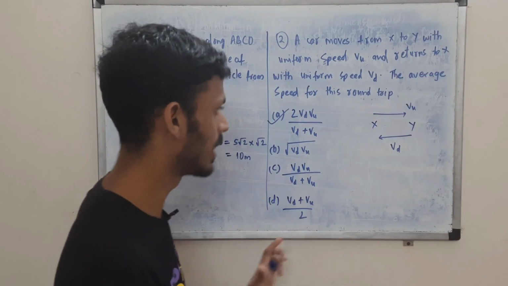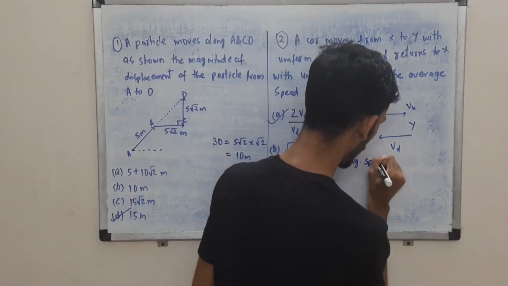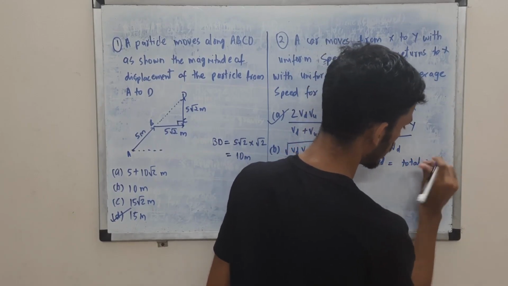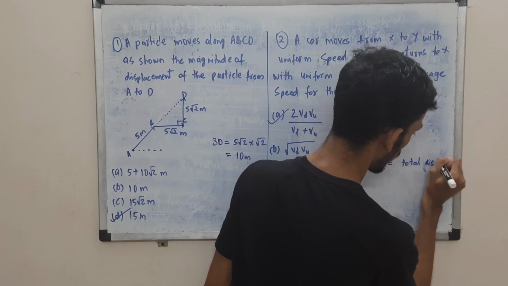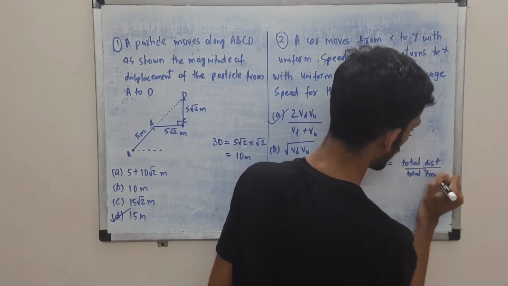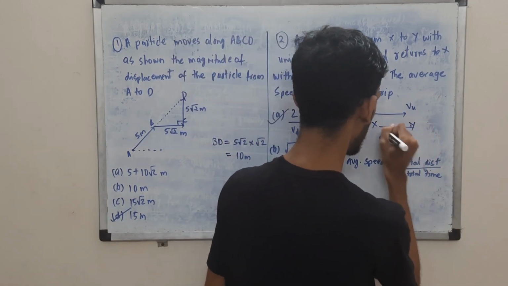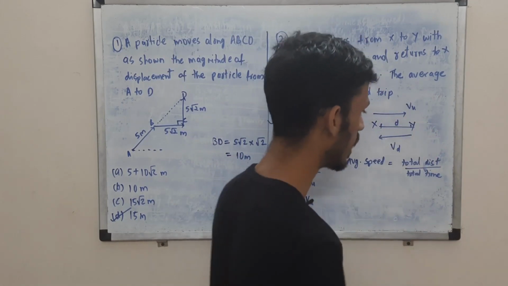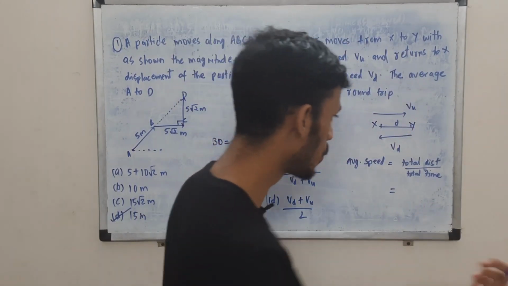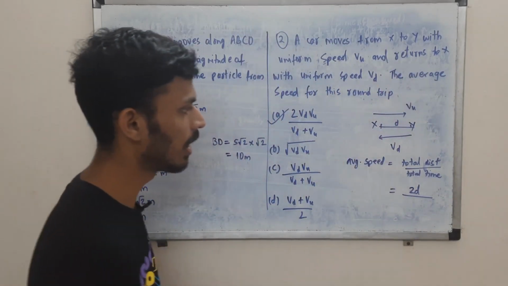But let's derive it. Average speed will be total distance, right? What is the formula for speed? Total distance upon total time taken. We know about the distance. We can assign some arbitrary value between x and y. This distance is supposed to be d. So the total distance traveled is 2d.